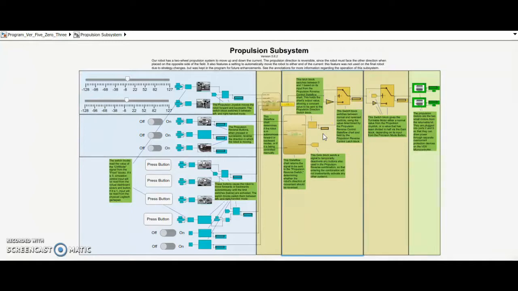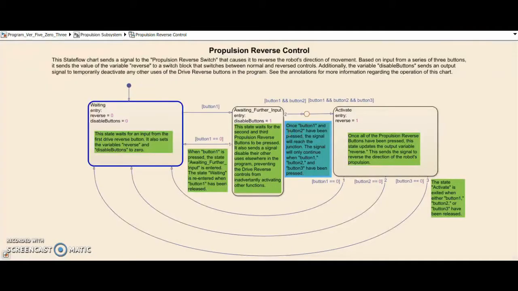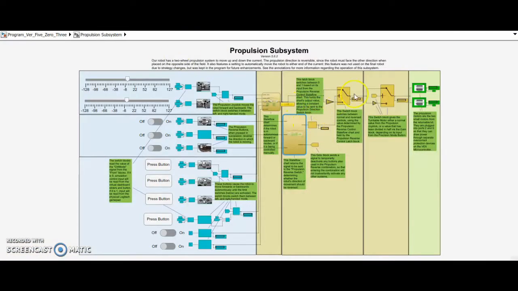This allows the controls to remain the same when the robot is turned around to be placed on the opposite side of the field. It is activated by a combination of three buttons to prevent accidental activation. It uses a state flow chart to determine if the buttons have been pressed in the correct order, then outputs a signal to a switch block, which, based on the signal's value, switches the propulsion between normal and reversed.